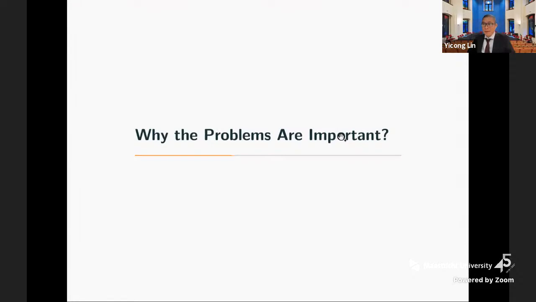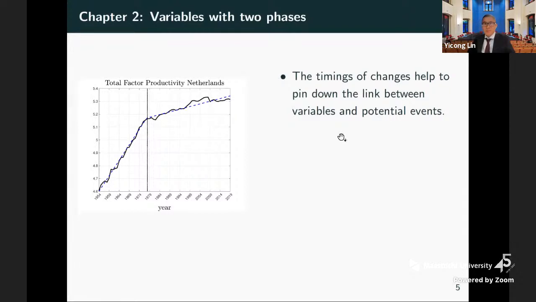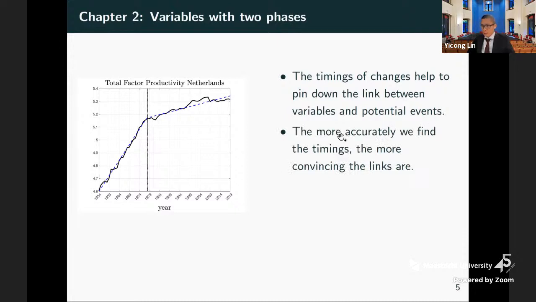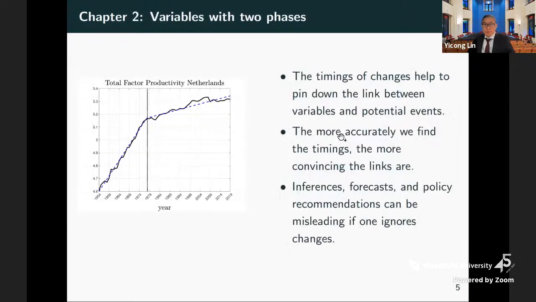Now I'll give the reasons why I think these problems are important. For the first example, recall that we would like to find the timings of changes. The reason is the timings of changes help us to pin down the link between variables and potential events. Generally speaking, a more accurate timing gives more accurate or more convincing links. Furthermore, inferences about economic relationships, forecasts, and policy recommendations can be very misleading if one simply ignores the changes.